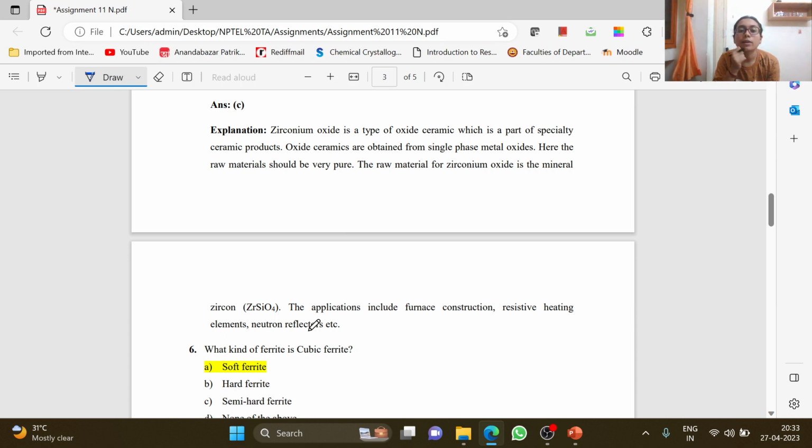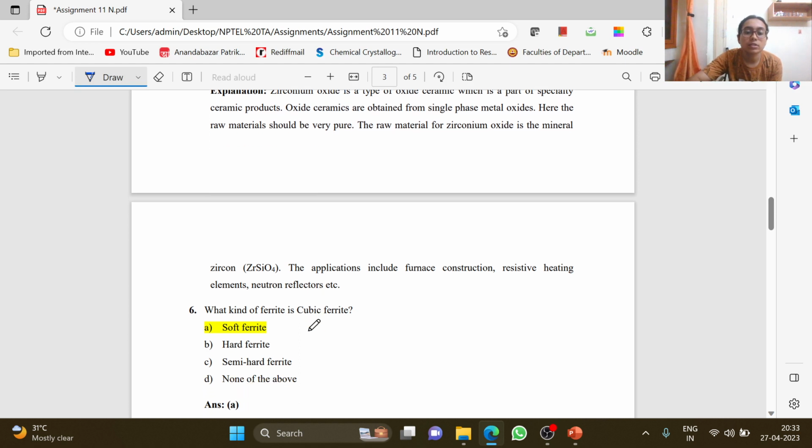Oxide ceramics are obtained from single phase metal oxides. Here the raw materials should be very pure. For example, zirconium silicon tetroxide, zircon, should be very pure. It should not contain any impurity. The applications include furnace construction, resistive heating elements, neutron refractors, etc.